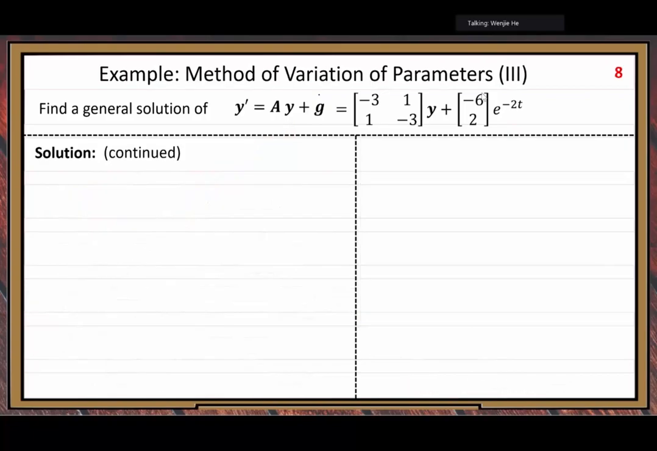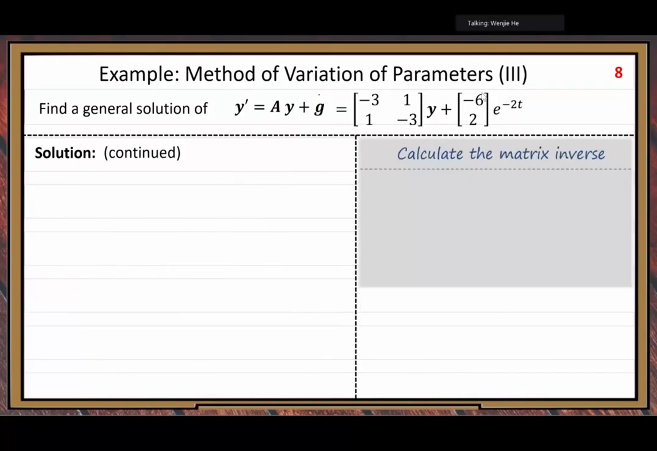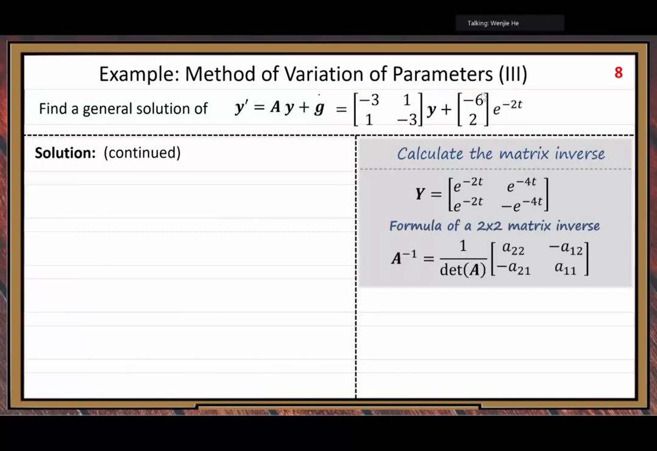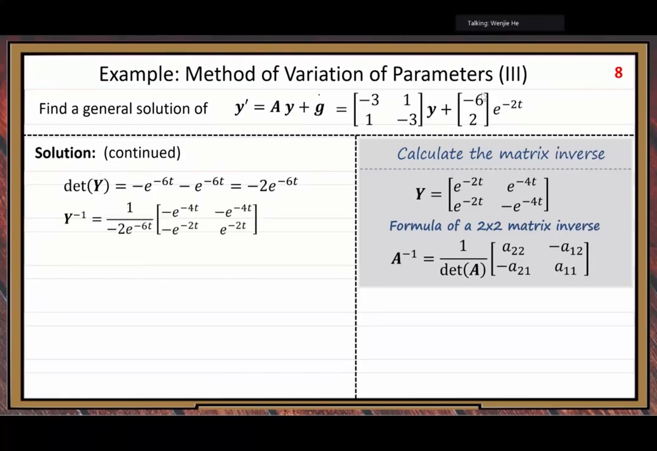Then we have that formula. Here, we apply the formula to calculate Y inverse. The formula for the inverse is this one, so we can write out the inverse. We find the determinant of capital Y, apply that formula, and get the Y inverse matrix. Then multiplication, Y inverse times G, so we know this U prime.